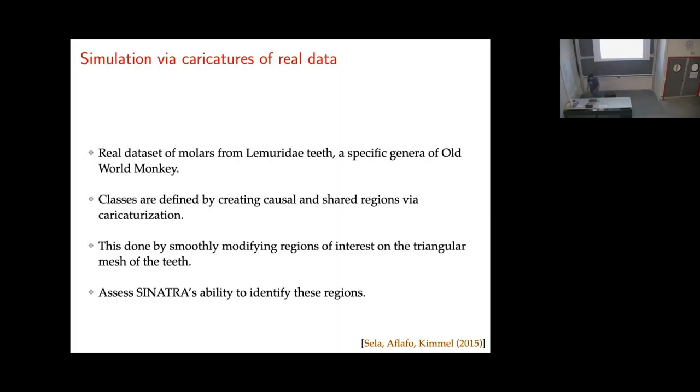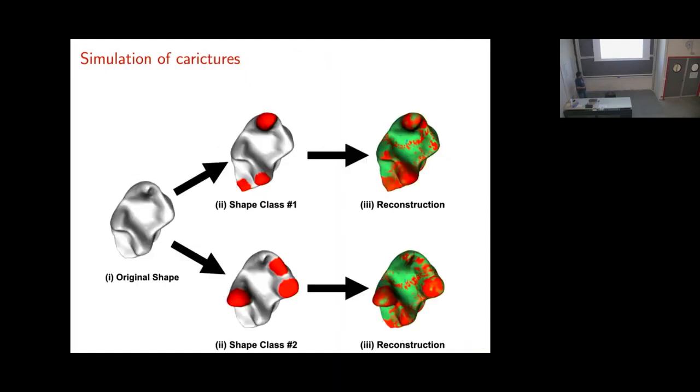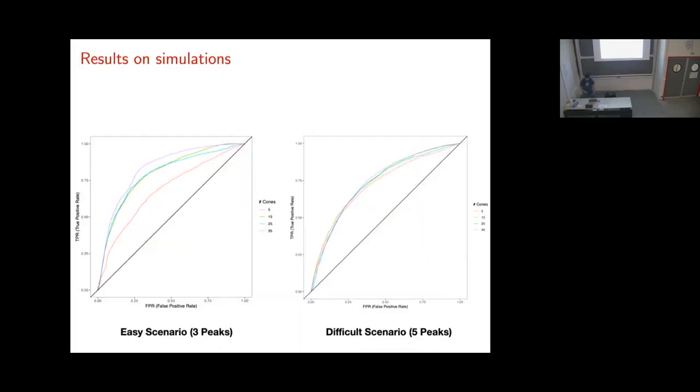Now, there's a really key problem, which is, how do you check this? How do you simulate this? How do you know what you're doing is correct, right? That seems like something that's important. So one thing you can do is use ideas from computer graphics. I took a tooth, I color in areas that I want to characterize, like highlight, make bigger, and then I do it for class one, and then for class two, and then I ask, do I get those areas back as the parts that are really different? And you can do that, and you can pick 3 peaks, 5 peaks, 7 peaks. We also did this with spheres. I didn't show you those pictures because they're a little less interesting. And you can get ROC curves, and you can see how much harder this problem gets, and so on and so forth.